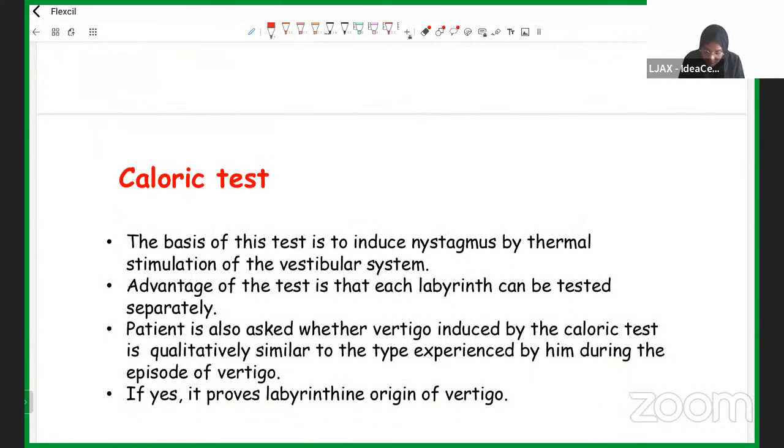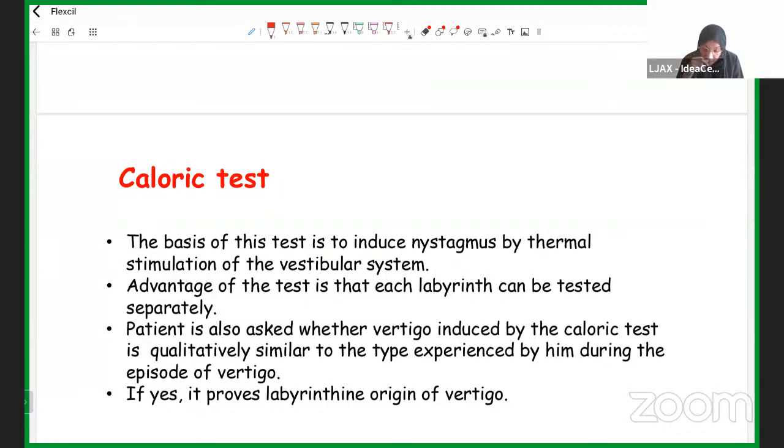In the caloric test, we use two temperatures of water, cold water and warm water. We put cold water, and later we put warm water in the patient's ear, and we see the movement of the eye. This is to induce nystagmus by thermal stimulation of the vestibular system. So you stimulate the vestibular system and see if the patient has nystagmus or not. From the type of nystagmus, you find out what the problem in the patient's ear is.